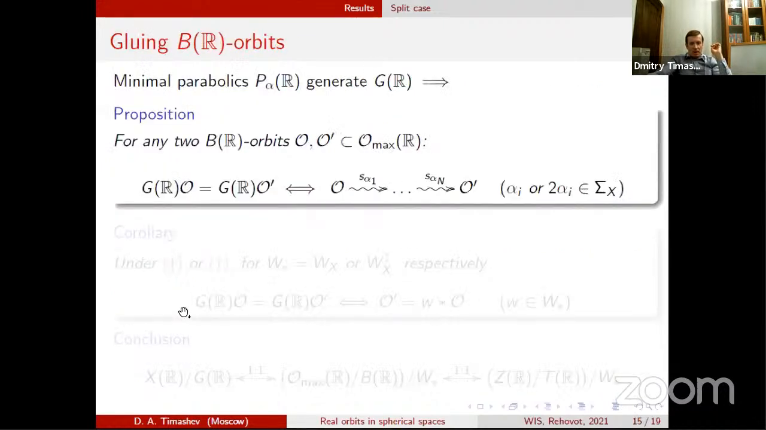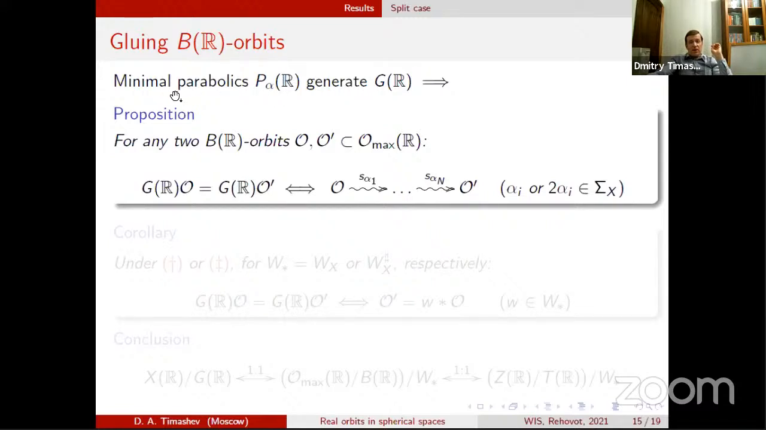Now let me come to the conclusion. The problem which we faced in the classification of real G orbits is to understand which real open Borel orbits sit in one and the same real G orbit.